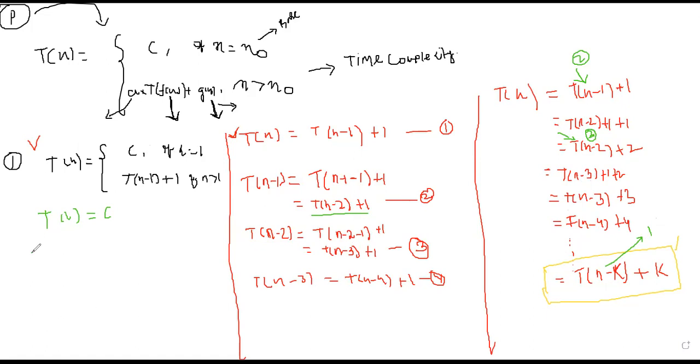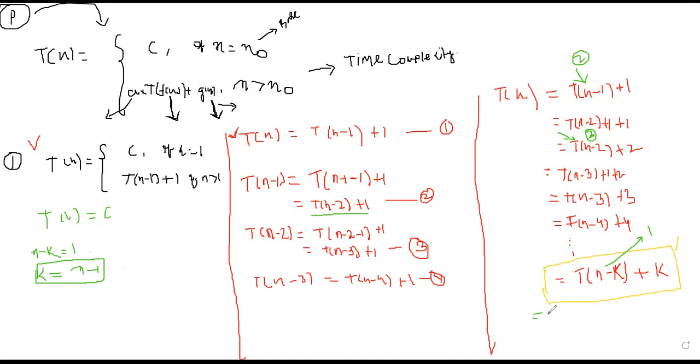That means n minus k is equal to 1. Okay, now what is the value of k here? How to find the value of k? If n minus k equal to 1, then k will be equal to n minus 1. So what next I have to do? Now I simply replace the value of k with the value.